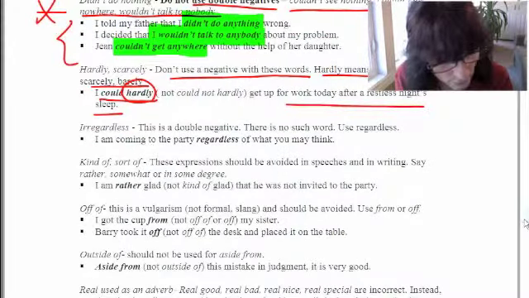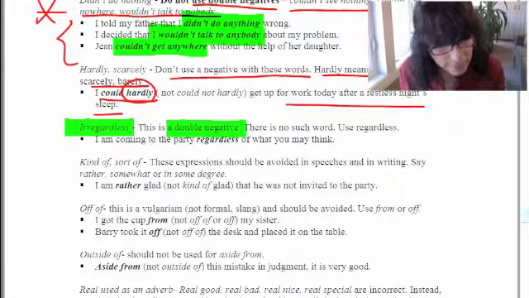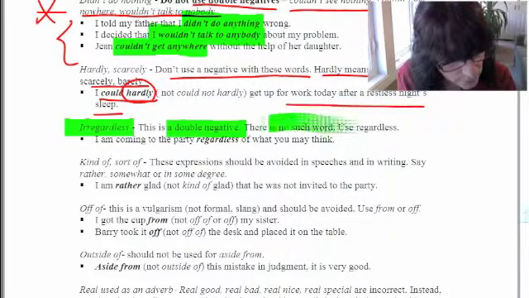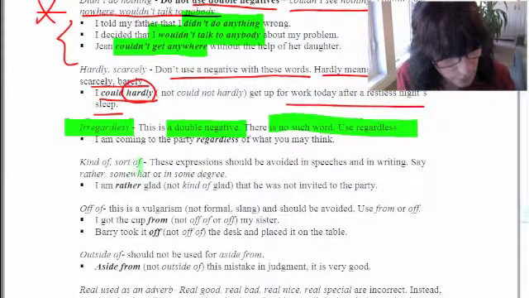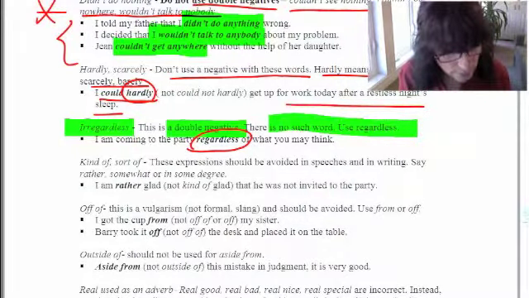Next is irregardless. There is no such word as irregardless. It's a double negative. Regardless is already in the negative, so irregardless is not a word. So there's no such word. Just say regardless. So in this sentence, I am coming to the party regardless of what you may think. So this is correct, just regardless.